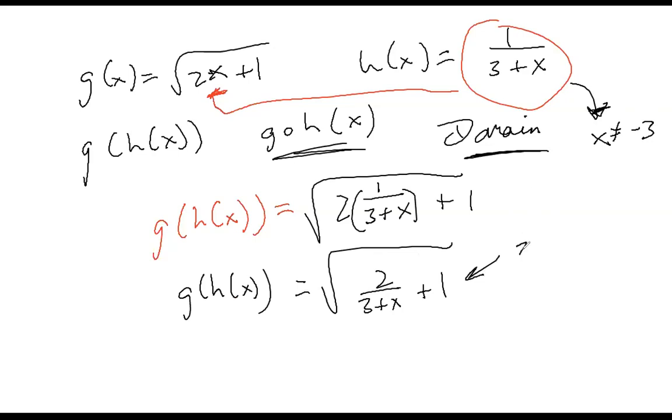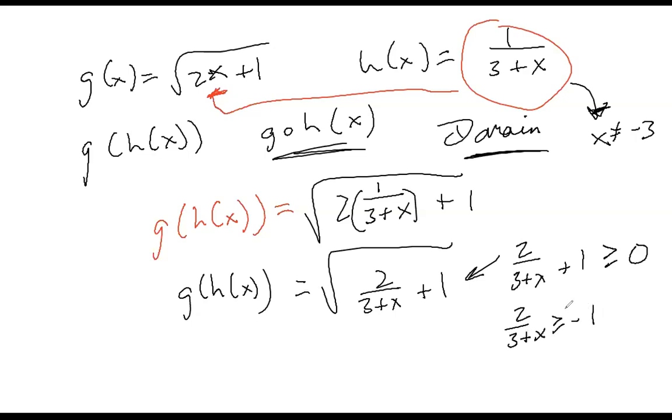This is the part that's harder. I need to answer the question, when is 2 over 3 plus x, plus 1, greater than or equal to 0? Because remember that the square root should not be of a negative number, so you can say that positively or negatively. You can say not less than, or greater than or equal to. So I'm going to use the greater than or equal to. 2 over 3 plus x is greater than or equal to -1.